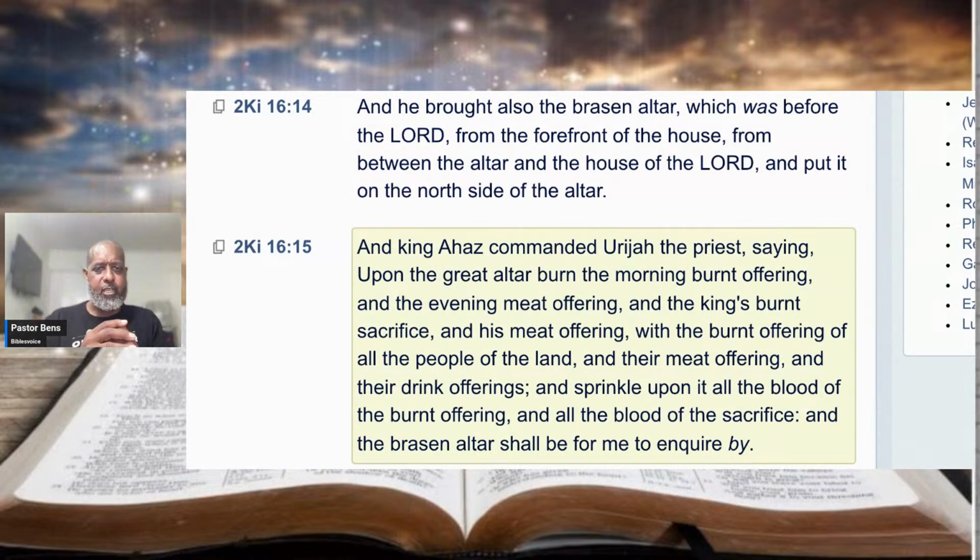You can read it later for yourself. What King Ahaz of Judah was doing was he was taking Israelite principles, Torah principles, and laying them on top of false religion. He syncretized, he brought together false religions with the Torah.